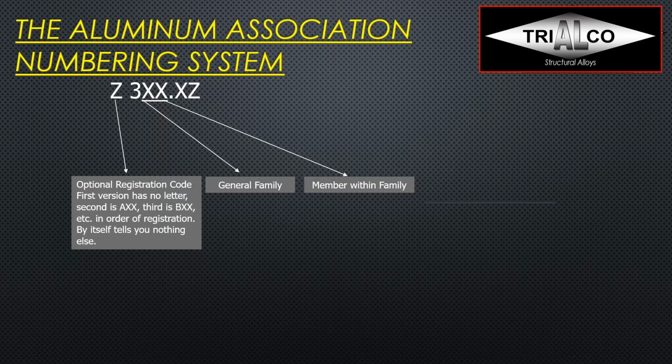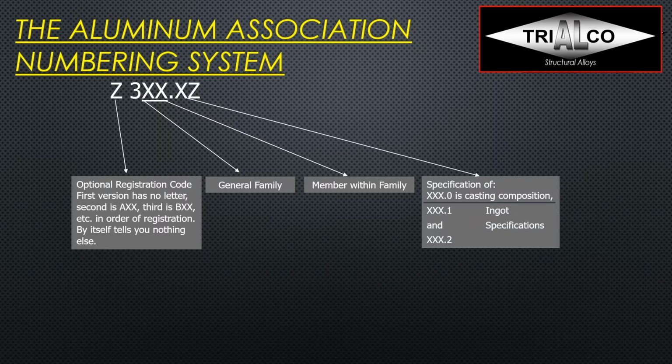And the second one who registered another alloy that was very close to it, but not exactly the same, will get an A in front of it. So there you had the A356. And if there's somebody else who comes and registers a similar alloy, same type, but a small modification to it, we'll get a B in front of it, and then a C, D, E, F, and so on. And then we have a dot, and we have another number behind it.